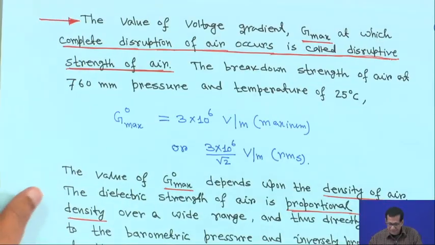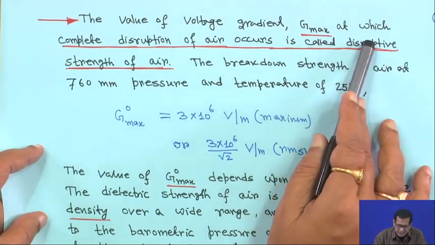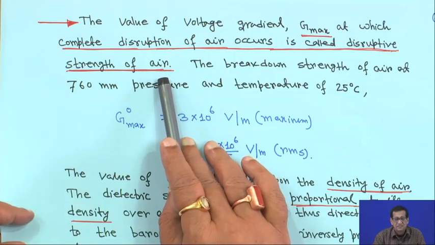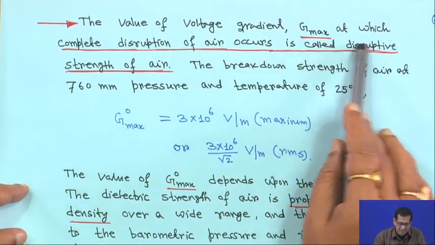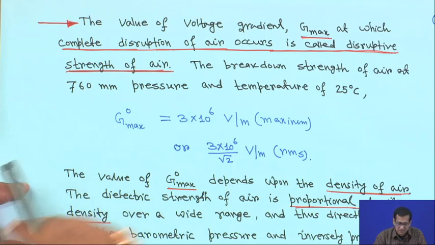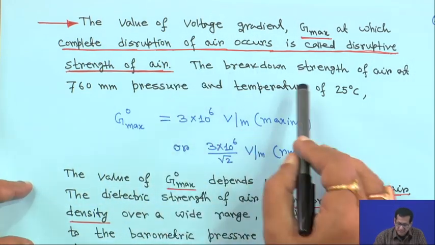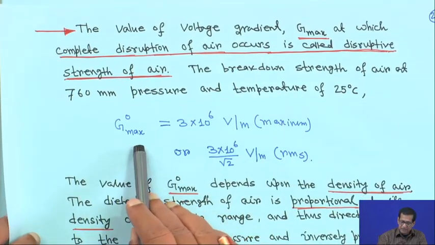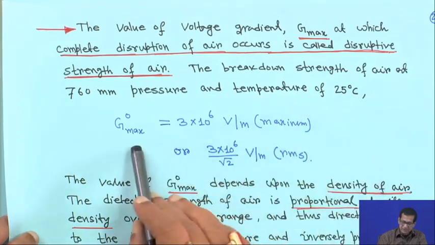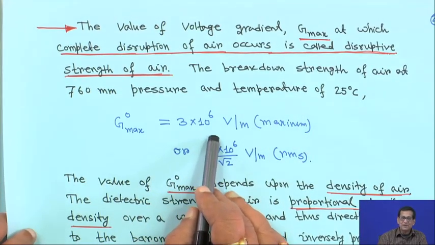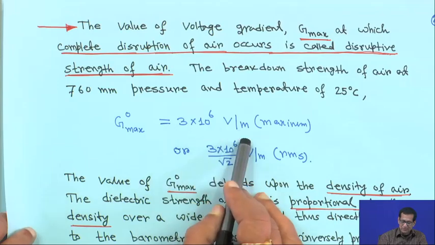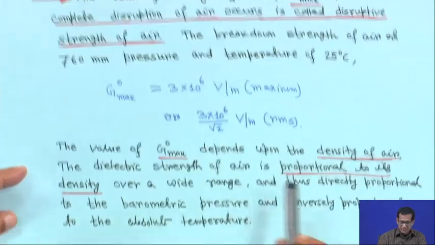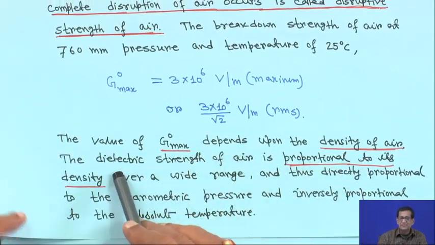So, the value of the voltage gradient G max at which complete disruption of air occurs is called the disruptive strength of air, right. The breakdown strength of air at atmospheric pressure and temperature is 30 kV per centimeter in general, it is 3 into 10 to the power 6 volt per meter, this is the maximum, or 3 into 10 to the power 6 over root 2 volt per meter RMS value. So, the value of G max 0 depends upon the density of the air, right.